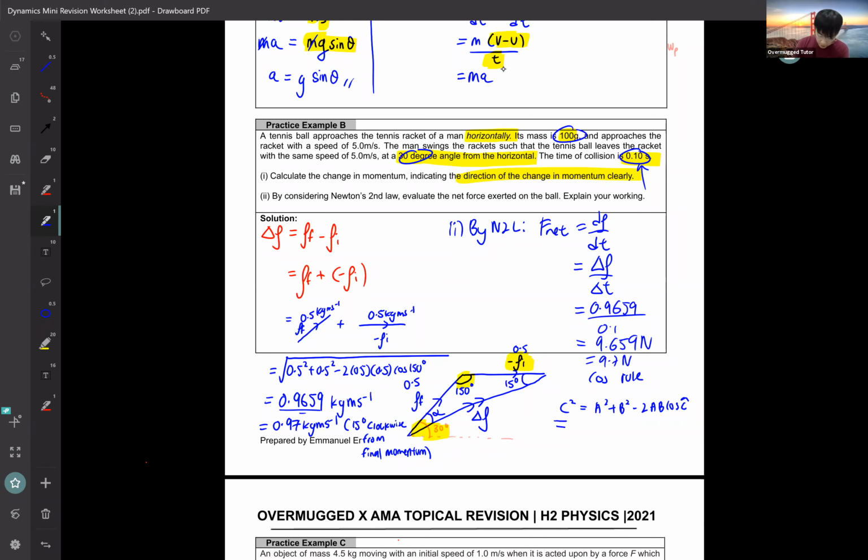And remember, by our Newton's second law, we know that the net force acts in the same direction as the change in momentum. So we can also say that it's 9.7 newtons, 15 degrees clockwise from final momentum. Or rather, the final thing you can say is in the same direction as the change in momentum. Okay, that's it. That's practice example B.